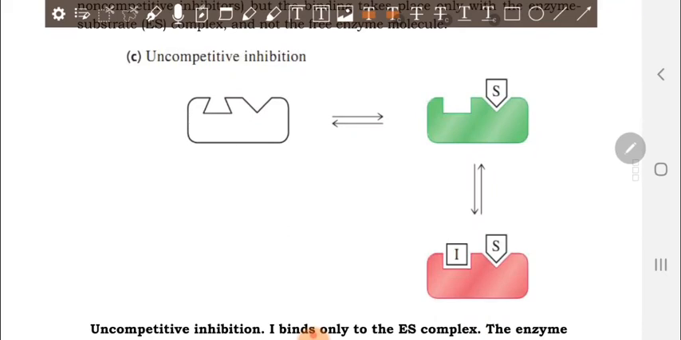The next type of inhibition is uncompetitive inhibition. Here the inhibitor binds only to the enzyme substrate complex. That means the inhibitor needs the enzyme substrate complex formation. The free enzyme will not facilitate the binding of the inhibitor. So that is the meaning.